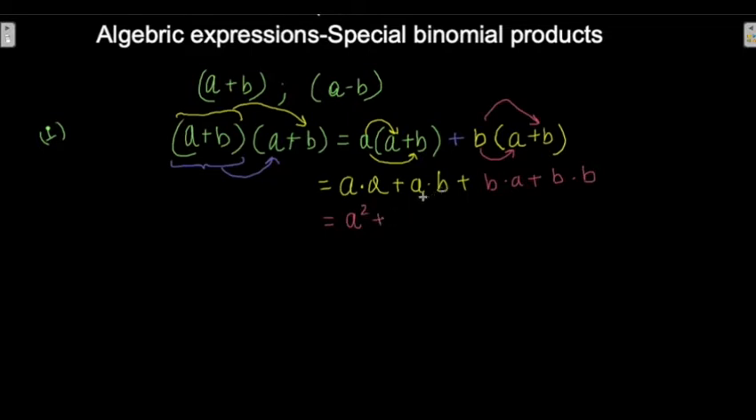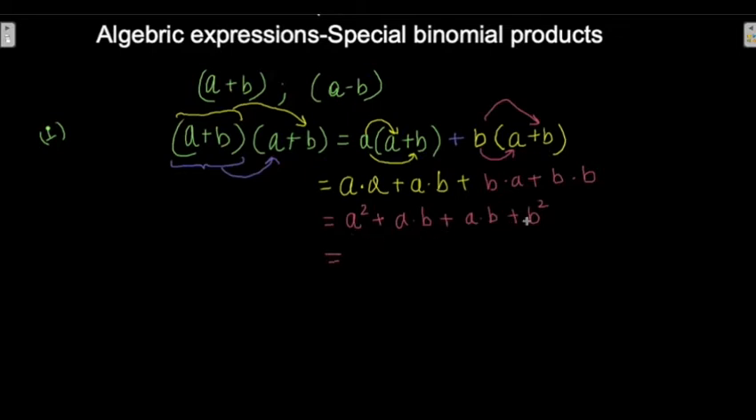Now let's look for the like terms. A into B and B into A. Are they different or the same? It's like 2 into 3, it's going to become 6, and 3 into 2 will still be 6. So whether it is 2 into 3 or 3 into 2, the result will be the same. This is the commutative property in multiplication. So it becomes A times B plus A times B, and this becomes B square.